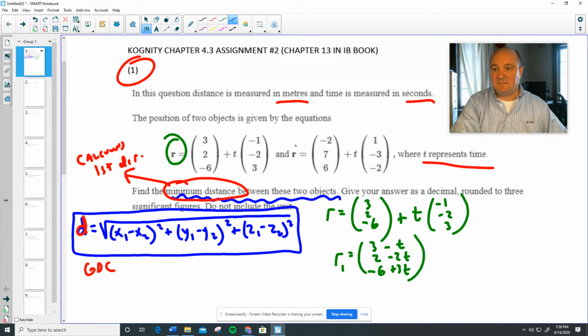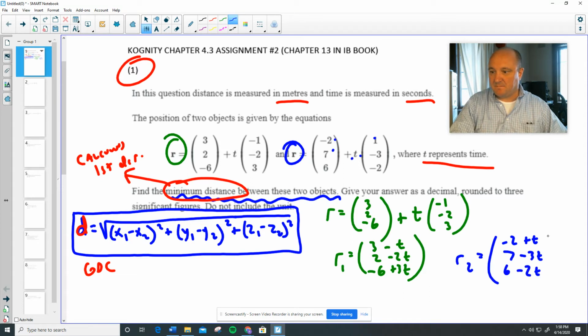The second line, I can do the same method. I'm not going to rewrite it, but using the same method: -2 plus t times 1, 7 plus -3t, 6 plus -2t. All right, so I have my two lines written as vectors. Now, the vectors have variables in them, but these are still just the x coordinates, these are the y coordinates, and these are the z coordinates.